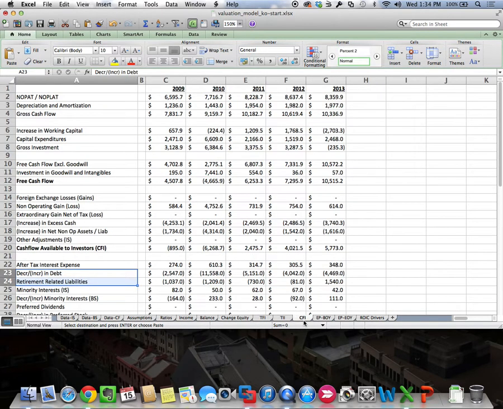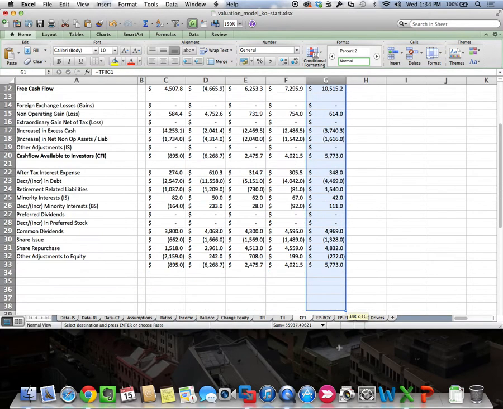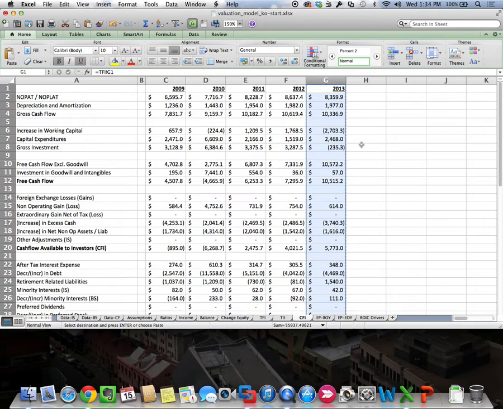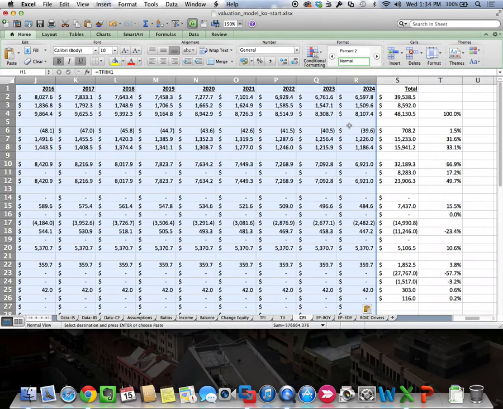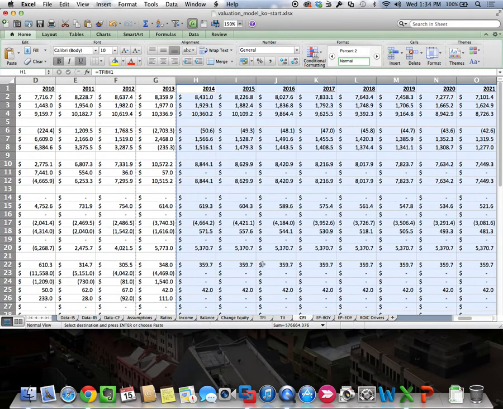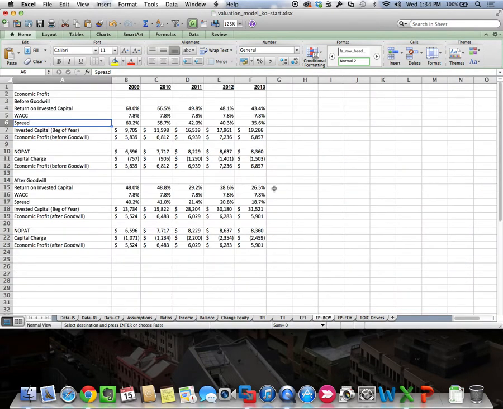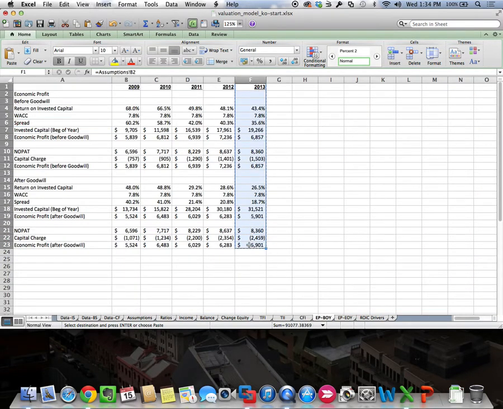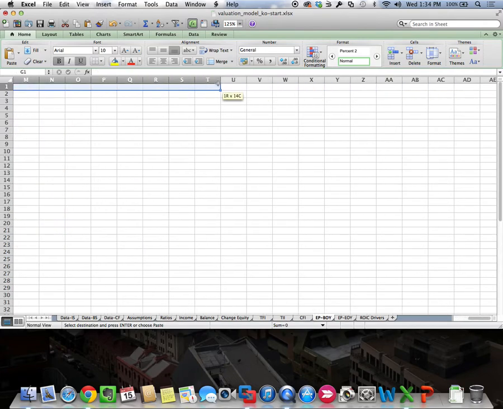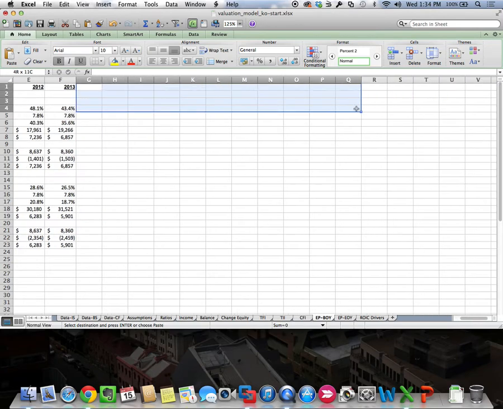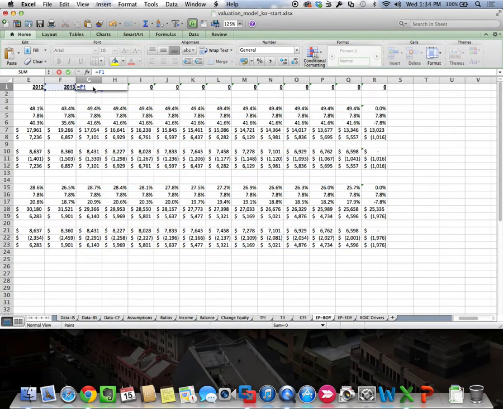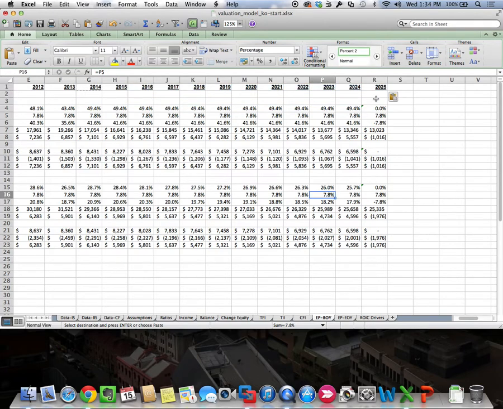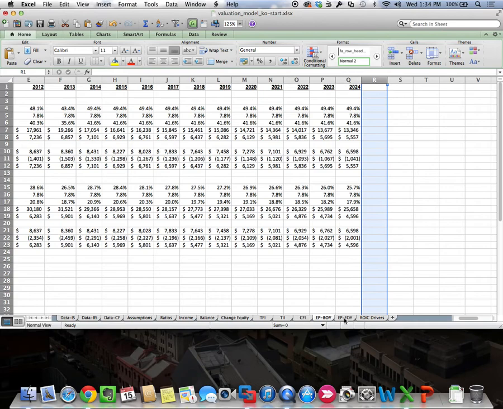Do the same thing for CFI. Take my 2013 CFI, copy it, go out to column R, paste it. I now have a CFI going out through 2024. EPBOY, copy that out 11 years. Equals previous year plus 1. And EPEOY.